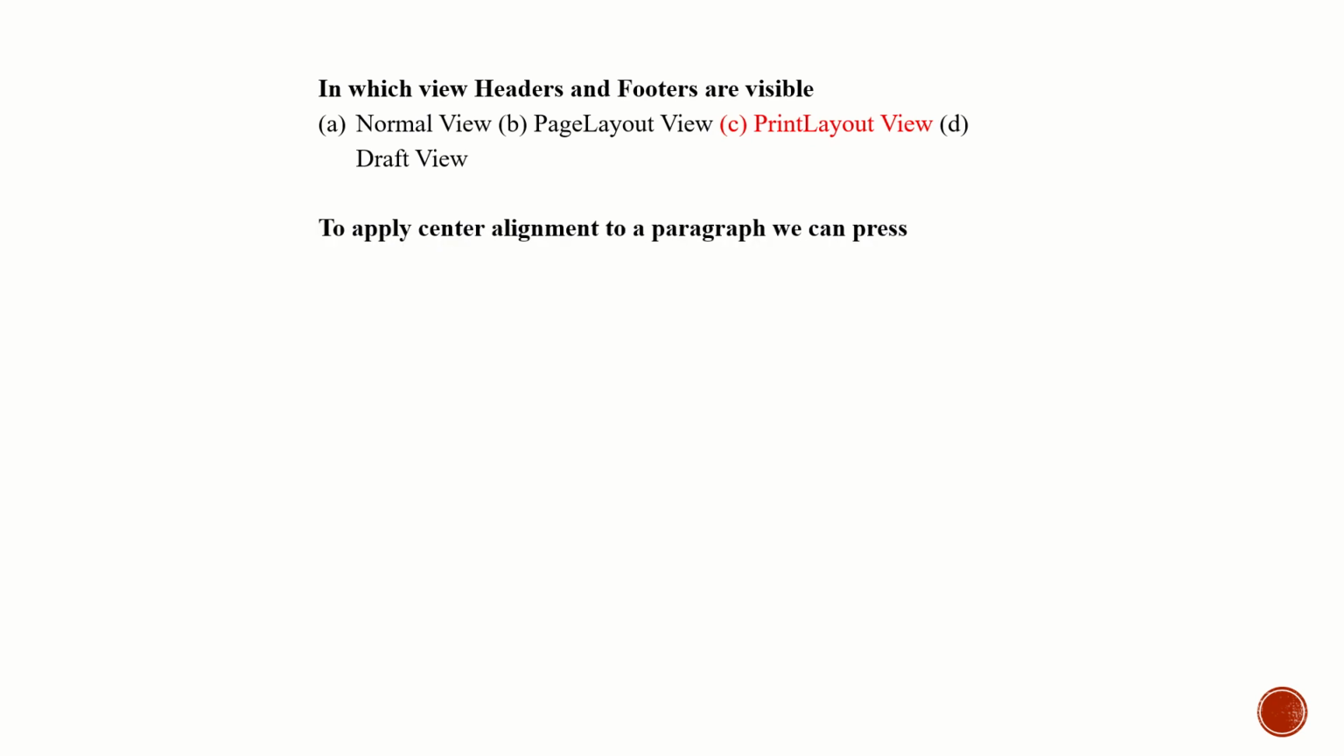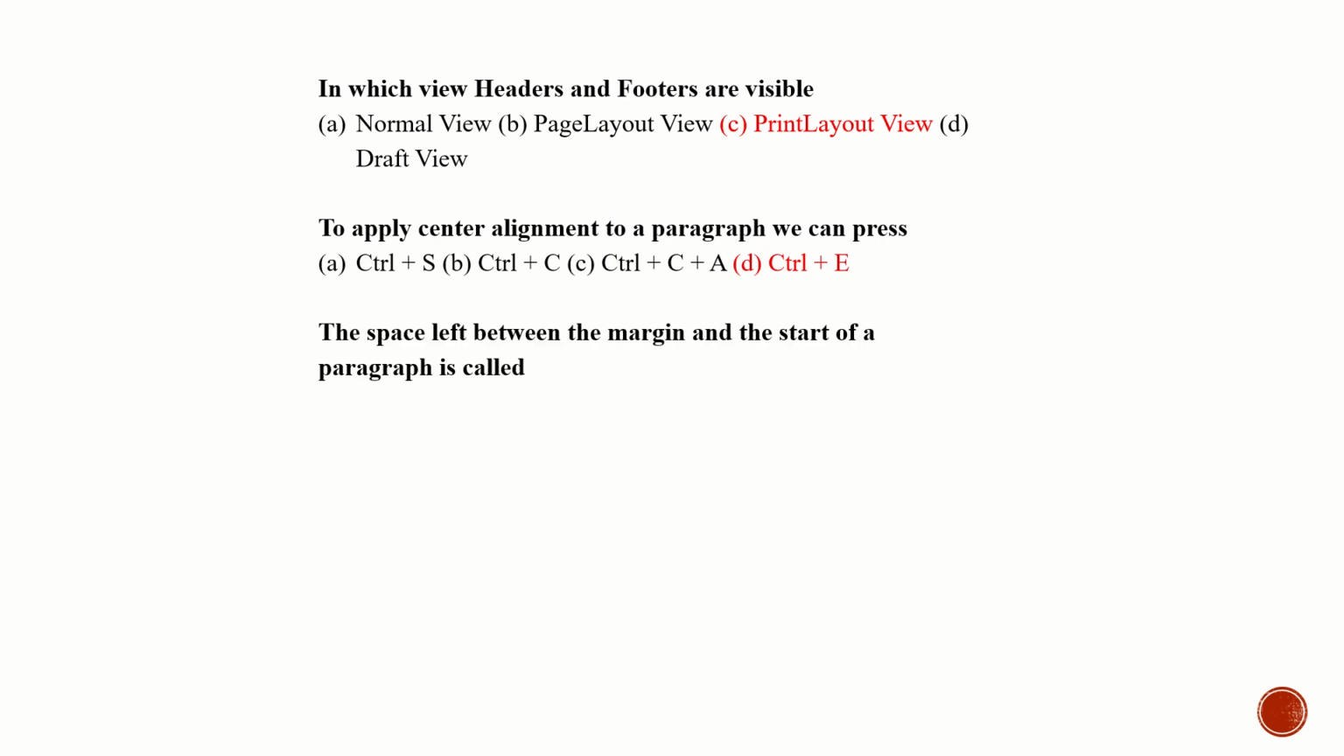In which view are header and footnote visible? Print layout. To apply center alignment to the paragraph, you can press Ctrl plus E. The space left between the margin and the start of the paragraph is called indentation.